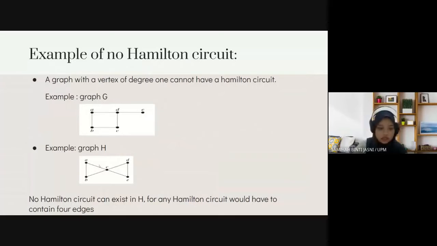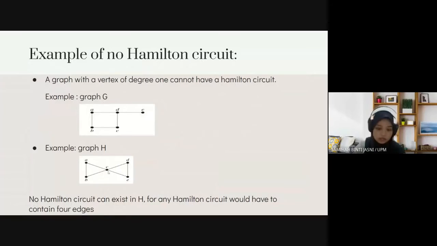The next example is this graph H. Let's look at the vertices. Let's start at vertex A, and then we move to vertex B, and then vertex C, and then we visit vertex D, and we visit vertex E. In order to be a Hamilton circuit, it needs to start and end at the same vertex. Just now we started at vertex A.